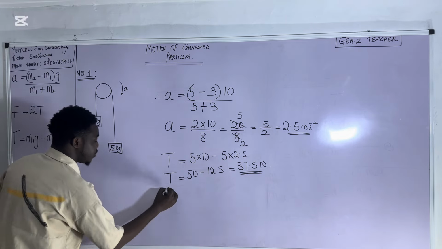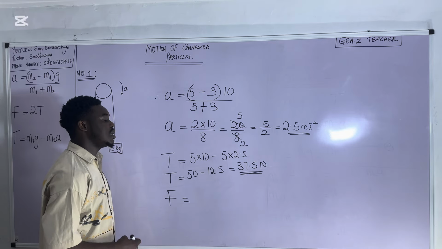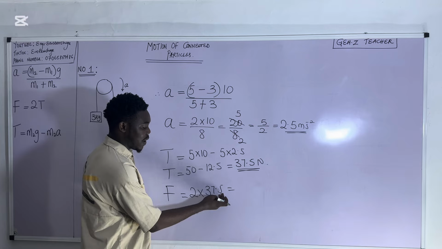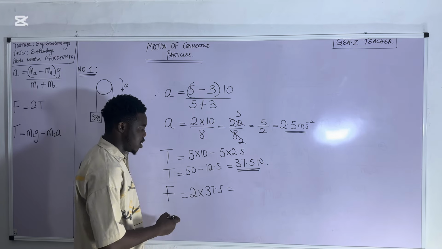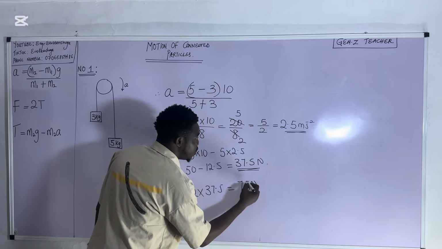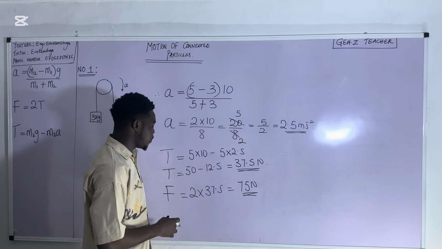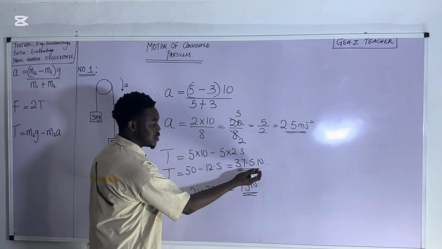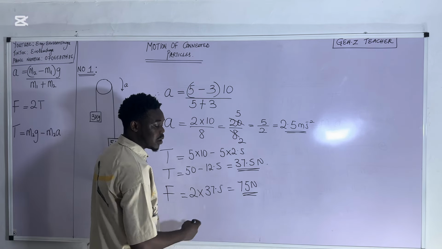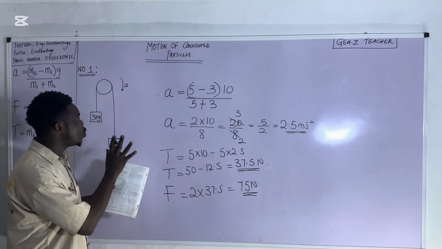Now the force is equal to 2 times the tension. You have 2 times 37.5. That should be around 75 Newton. Okay, so the acceleration is 2.5 meters per second squared. The tension is 37.5 Newton, and the force in the system is 75 Newton. This is how we solve questions for case 1.